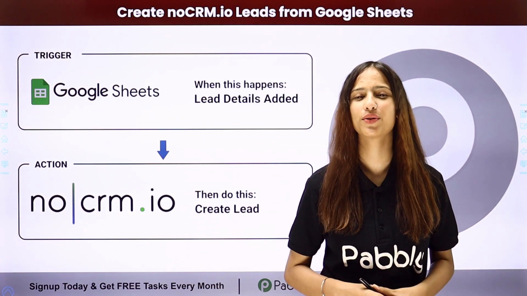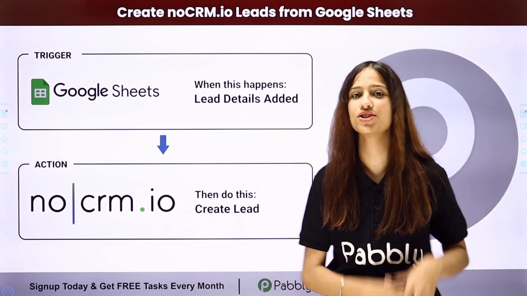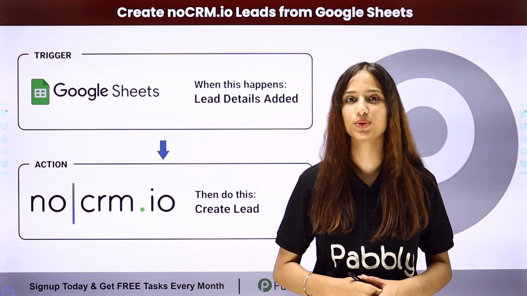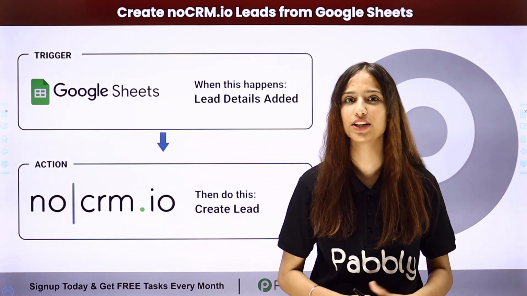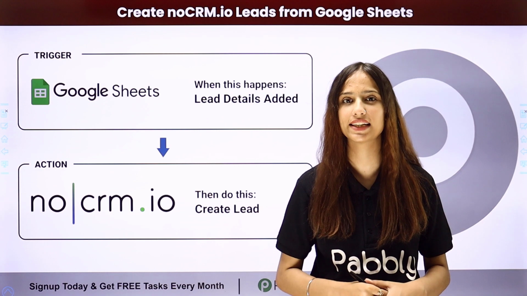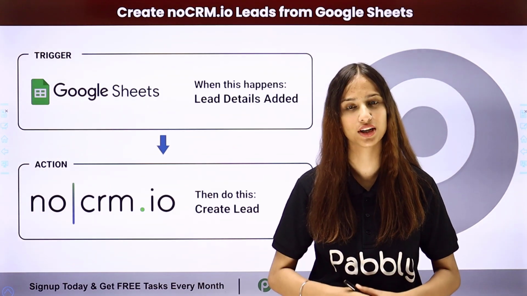So in today's video, we are going to understand how to create no.crm.io leads from Google Sheets. Here, let's say that in a Google Sheet, I maintain the lead details. My objective is that whenever I add new lead details in a new row, I want to create that lead in my no.crm.io account as well.